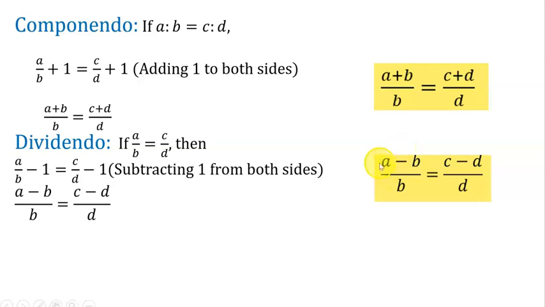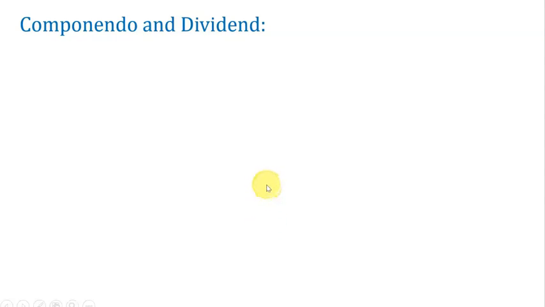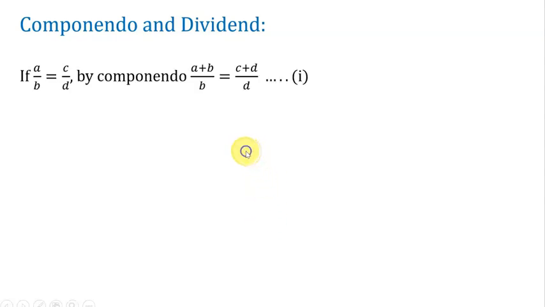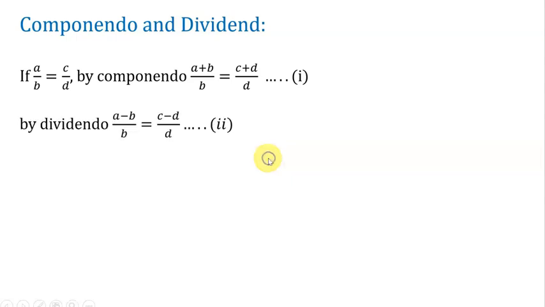And next is (a minus b) upon b is equal to (c minus d) upon d. This is called the dividendo. Next is the combination of these two, componendo and dividendo. First, if a upon b is equal to c upon d, then by componendo (a plus b) upon b is equal to (c plus d) upon d. This is the first one. What is next? By dividendo, (a minus b) upon b is equal to (c minus d) upon d. This is the second one.